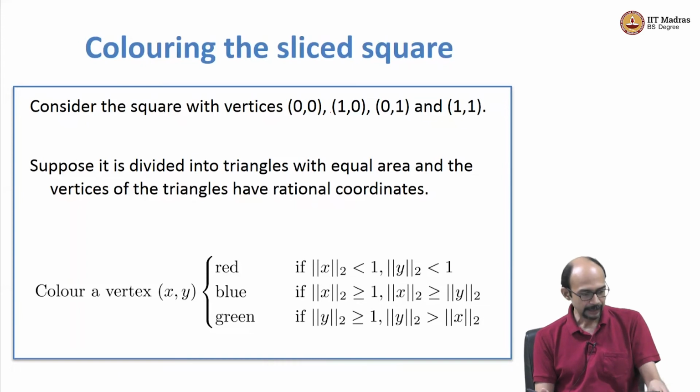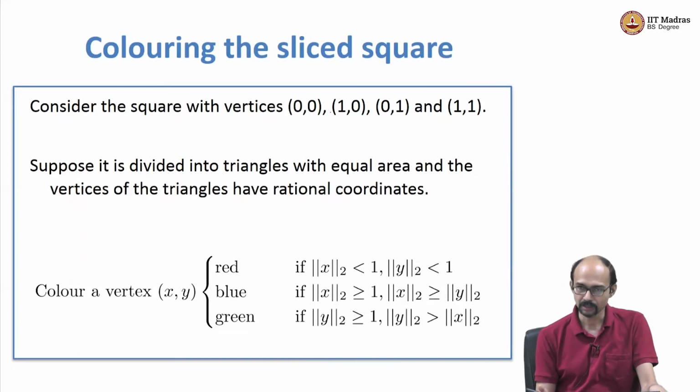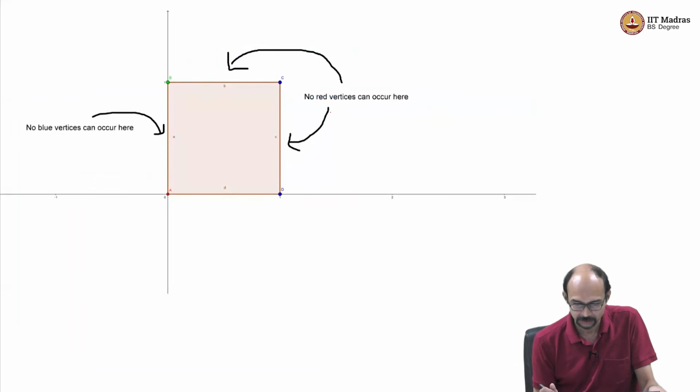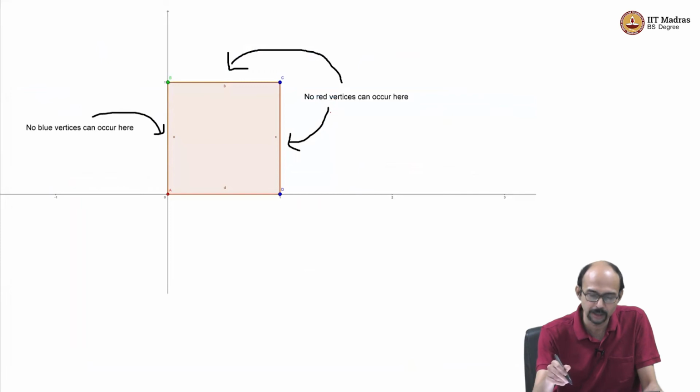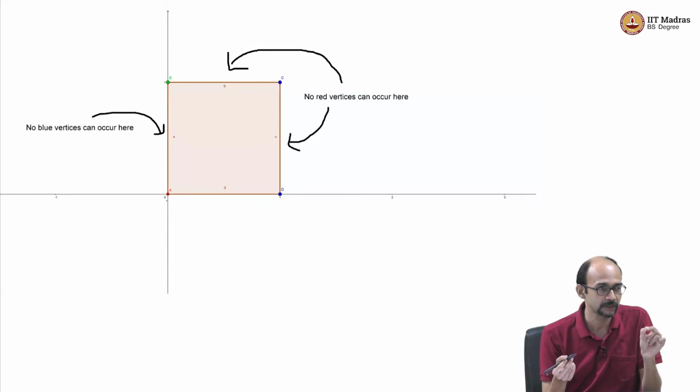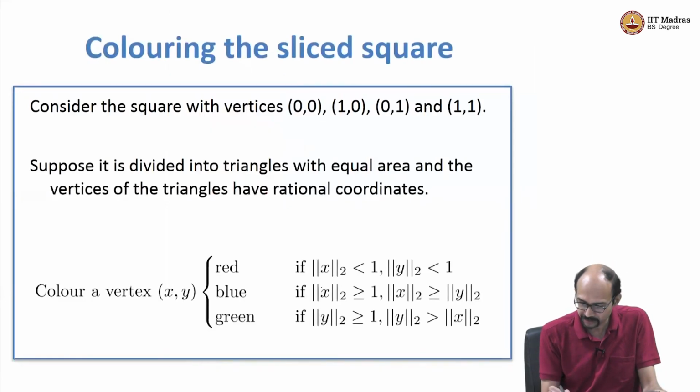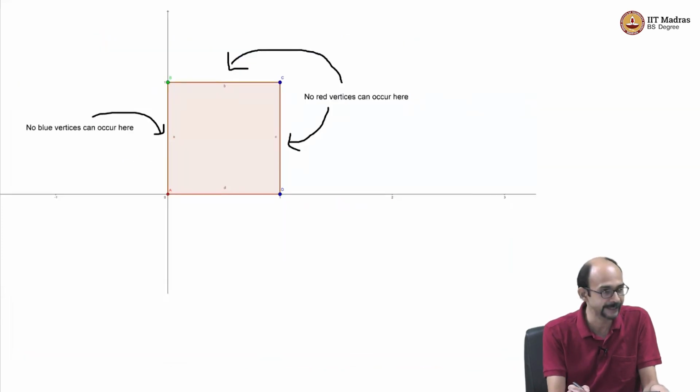And so let's see our square here. So here's the square. First let's ask what happens to the vertices of the original square itself. So there's (0, 0), right? So the norm of 0 is 0, so each coordinate has norm 0, so according to the previous scheme it will have color red because norm of x is less than 1, norm of y is less than 1, so it is red colored.